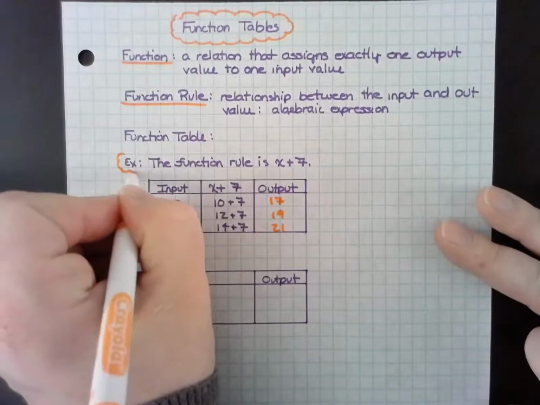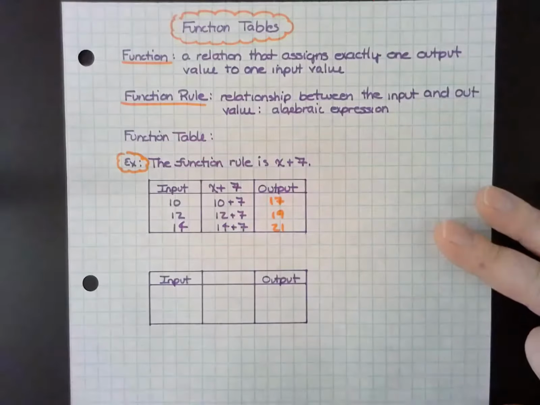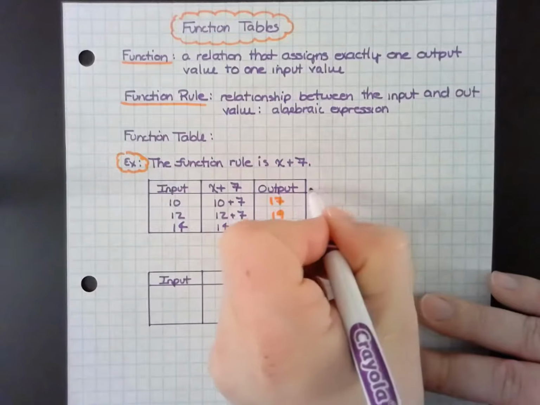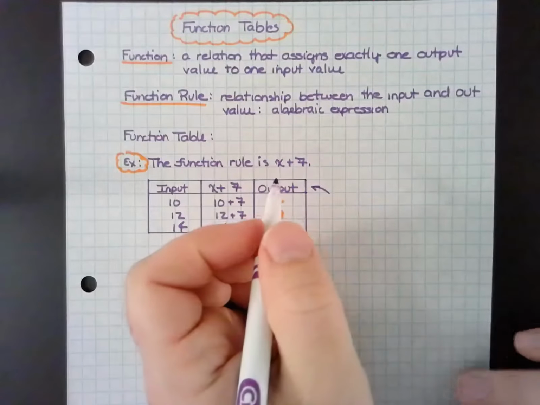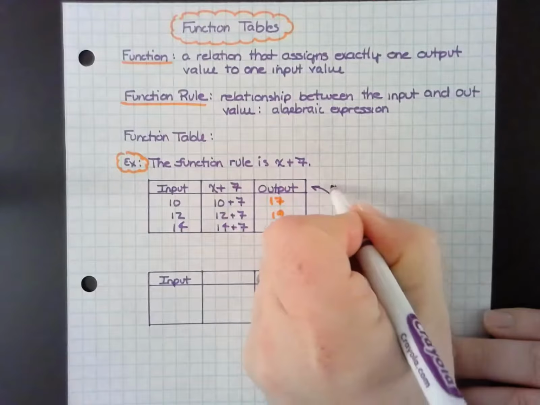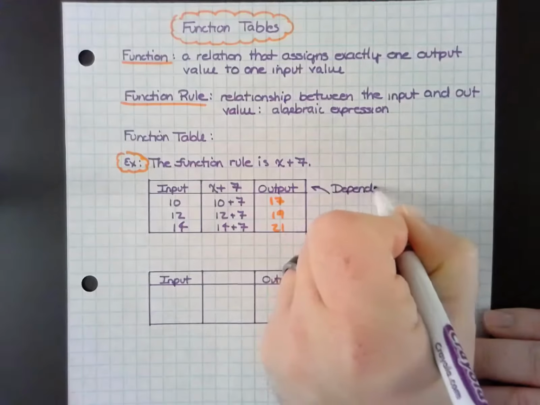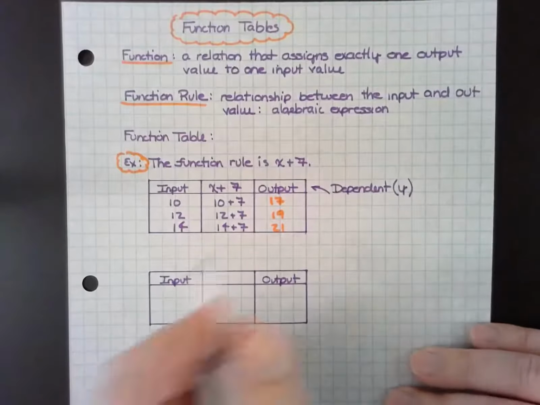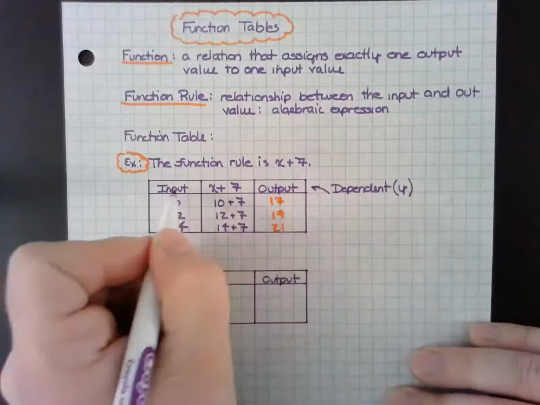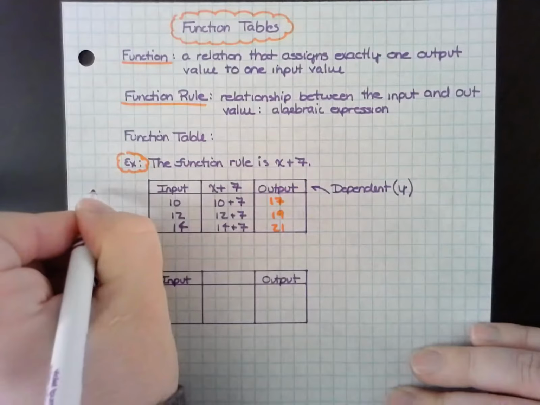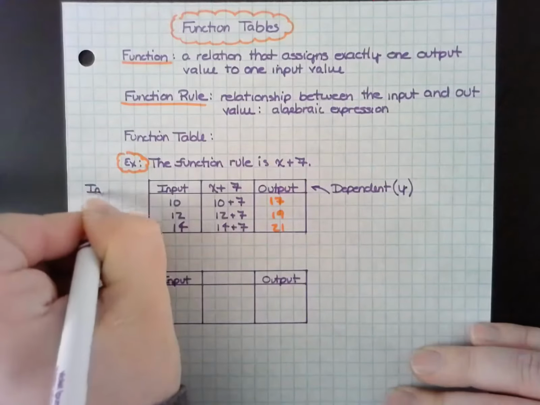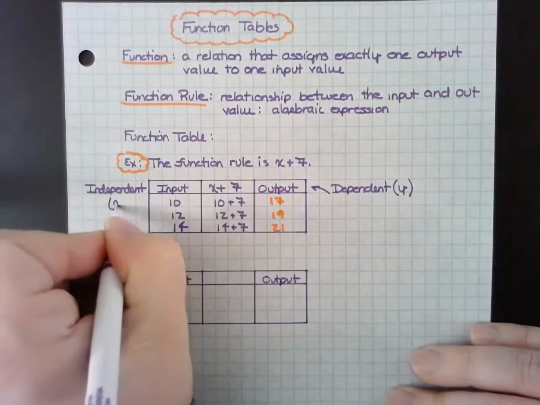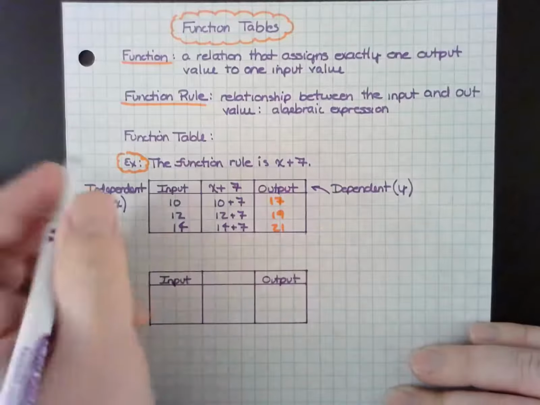Now this is not part of the standard this year, but I do want to introduce some other terminology you may see depending on the resources you use. So your output values are called your dependent or y values, because they depend on what you input. And so we call these input values the independent, or what you put in for x.